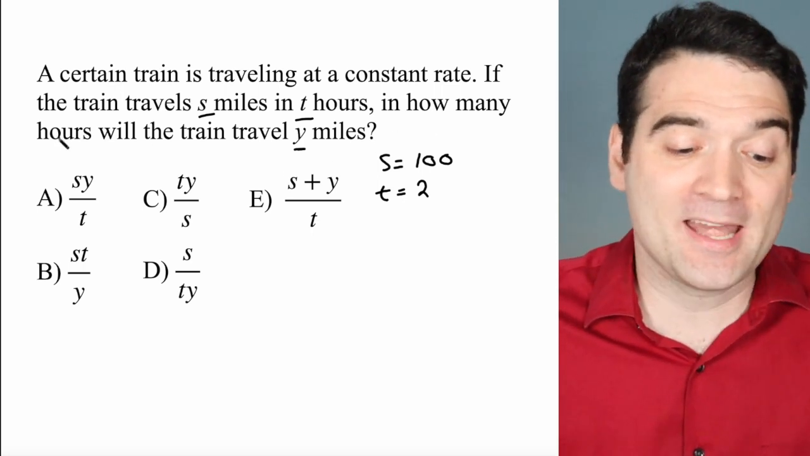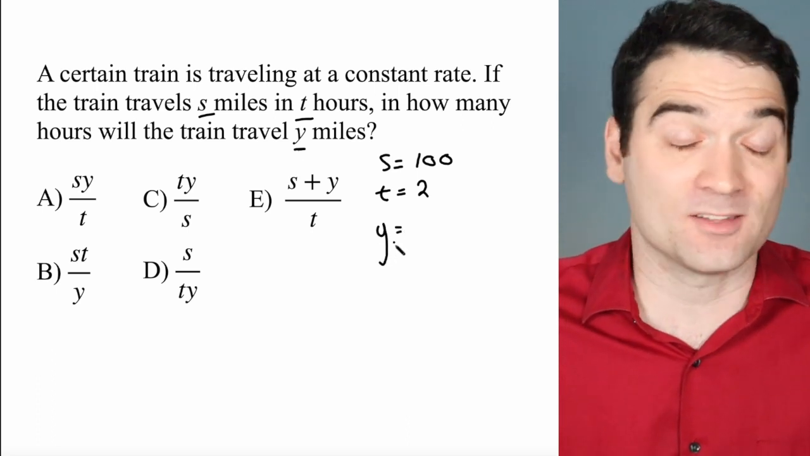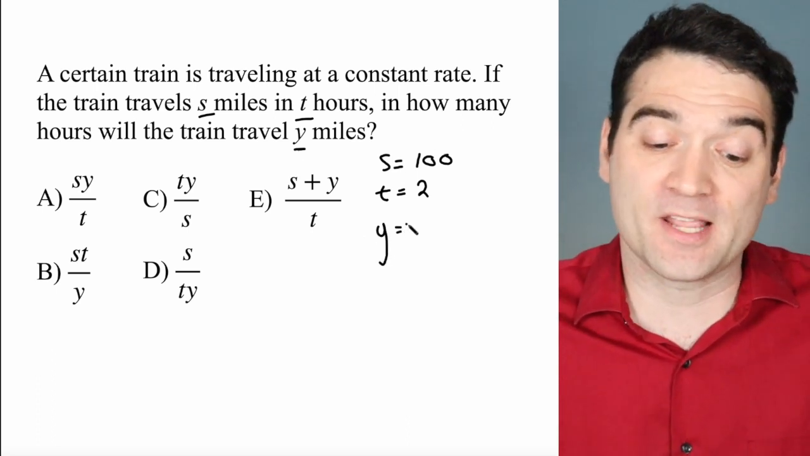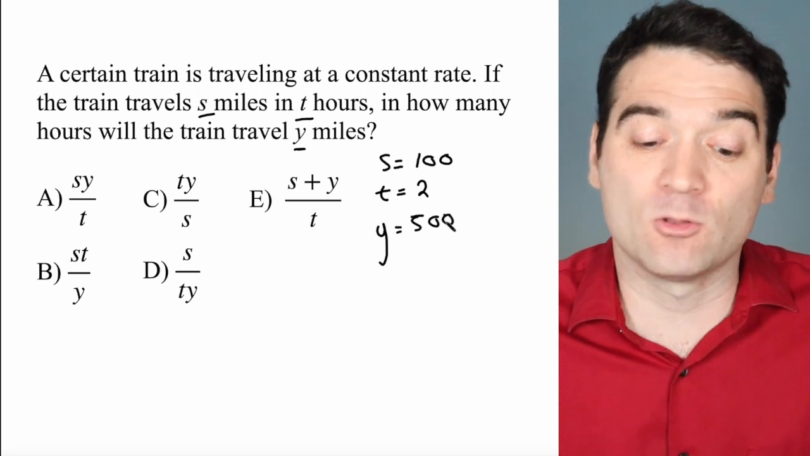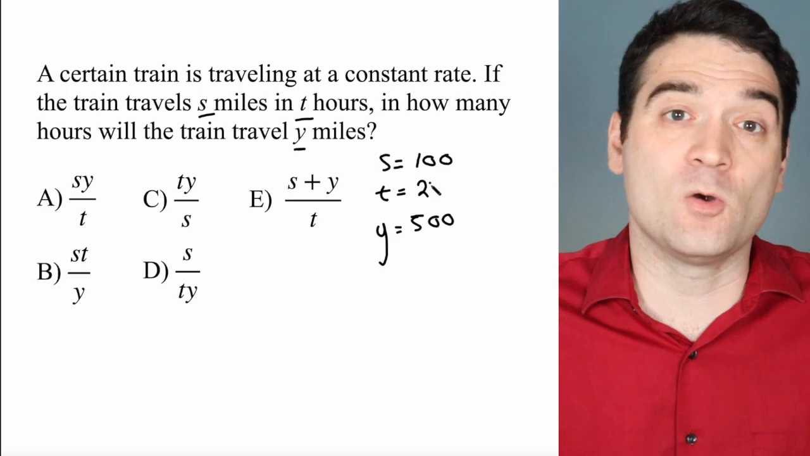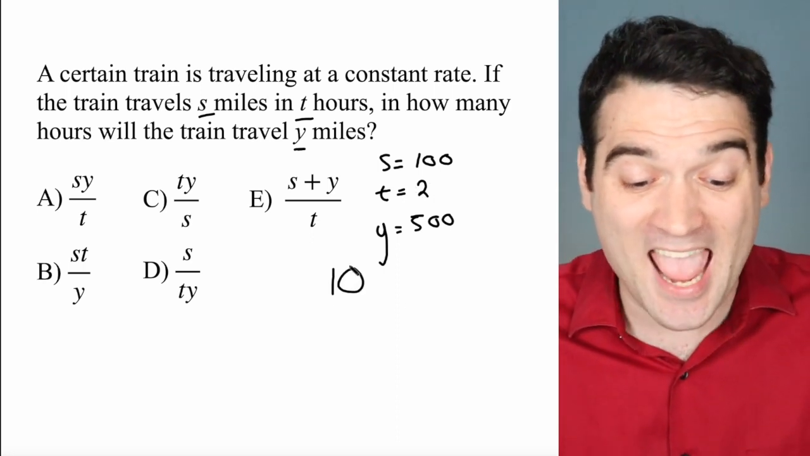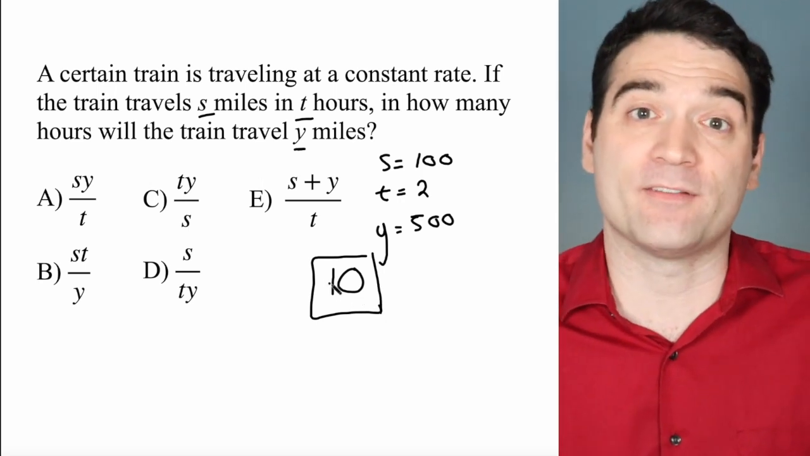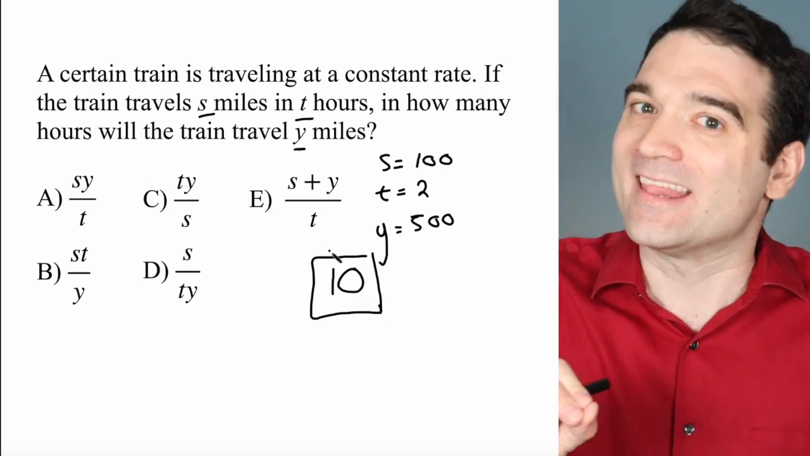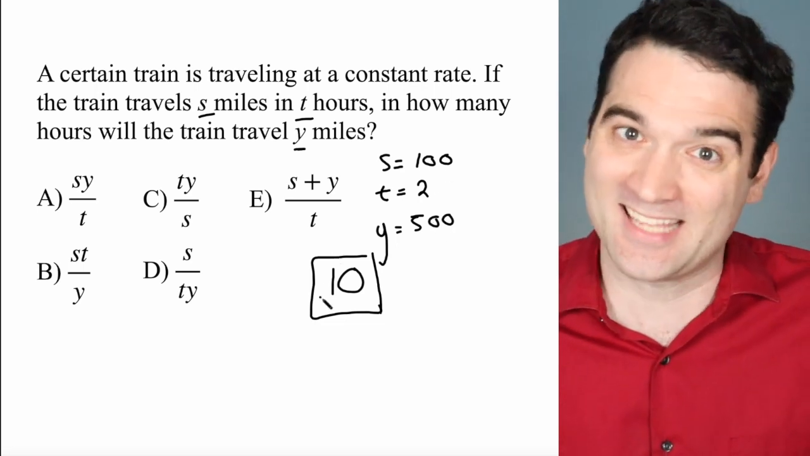Okay, how many hours will it take the train to travel y miles? Well, once again, let's just make up a number for y. Why don't we say that y is 500? How long will it take the train to go 500 miles? Well, if I'm going 50 miles an hour, it's going to take me 10 hours to go 500 miles. So this is very important. The answer to this question with these numbers that we picked is 10.